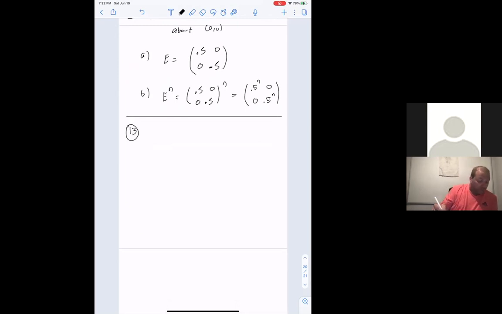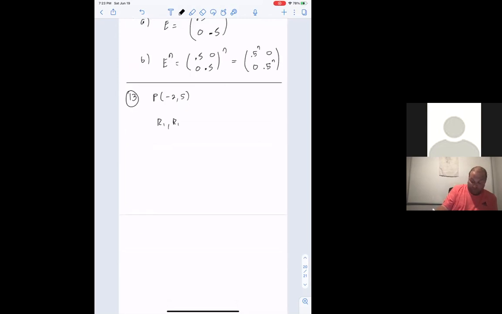Let's take a look. You have the point P, which is (-2, 5), that undergoes two rotations R1, so R1 and then R1, followed by rotation R2. So this is equivalent to R2 R1 squared, because remember, we wrote right to left: R1, R1, R2, right to left. A, given that R1 is a counterclockwise rotation of 20 degrees. R1 is counterclockwise by 20 degrees.